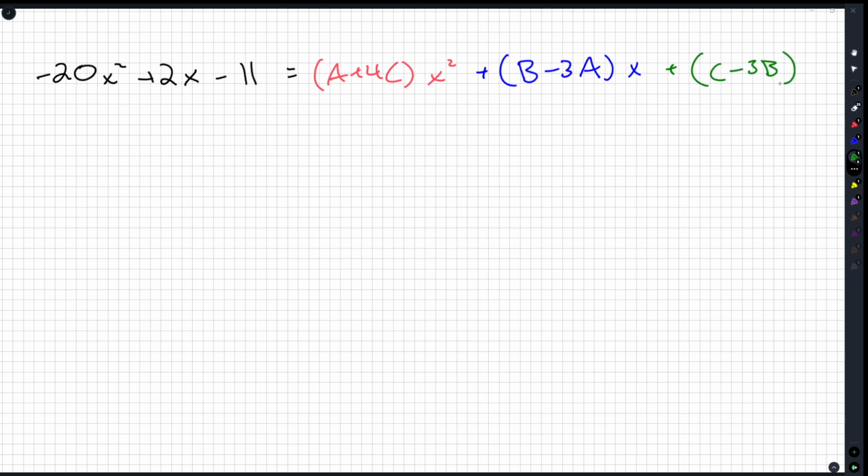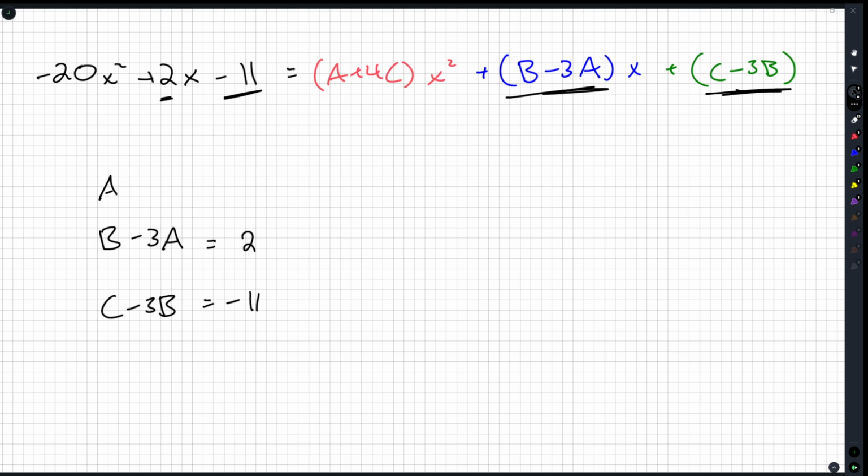C minus 3b. And there we go. All right, so what does that mean? Well, as I said, two polynomials are equal exactly when their coefficients are equal. So that means c minus 3b has to be equal to this constant term, negative 11. 2, the coefficient of the x's, has to be the same as b minus 3a. And then a plus 4c has to be the same as the coefficient over here for the x squareds, which is minus 20.